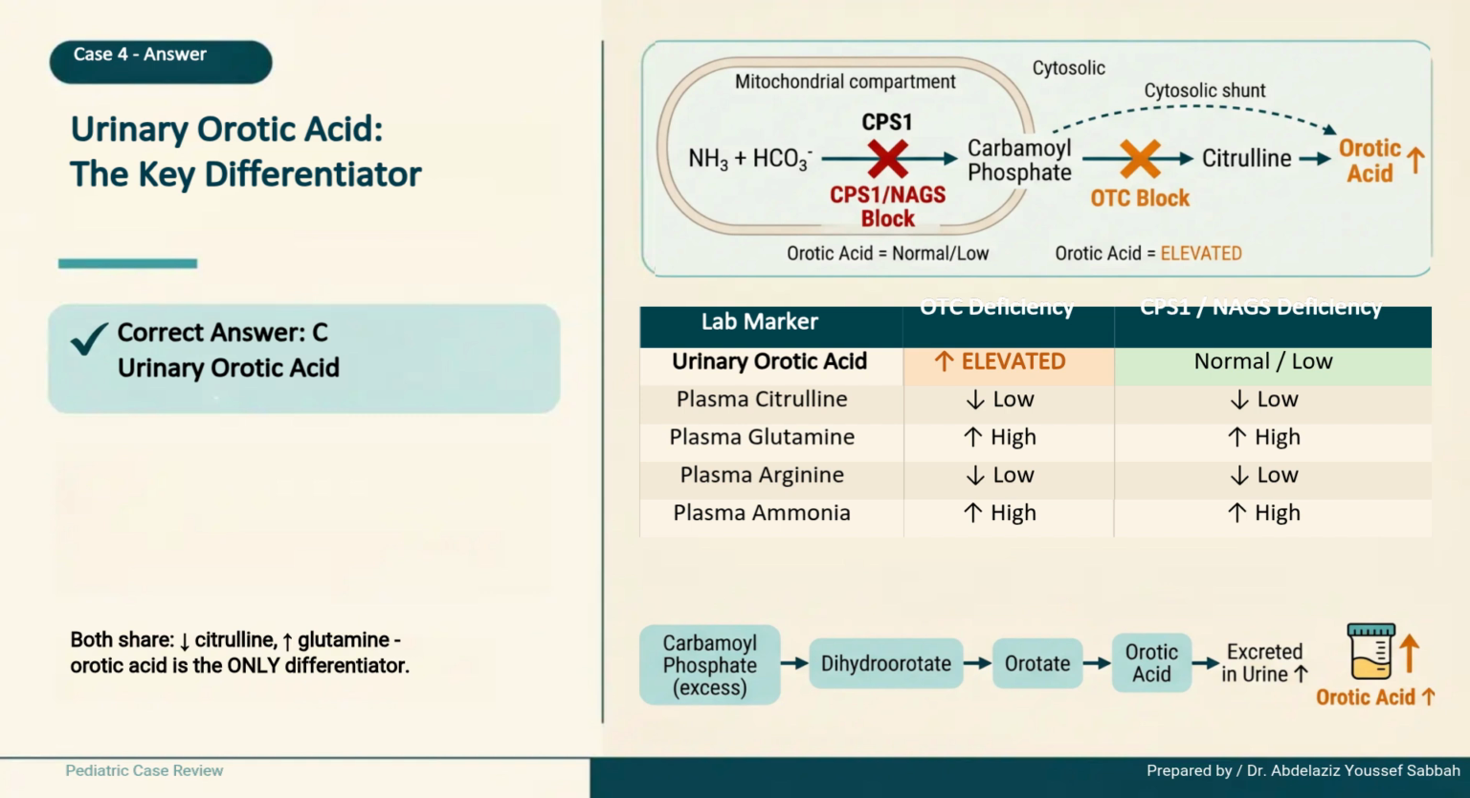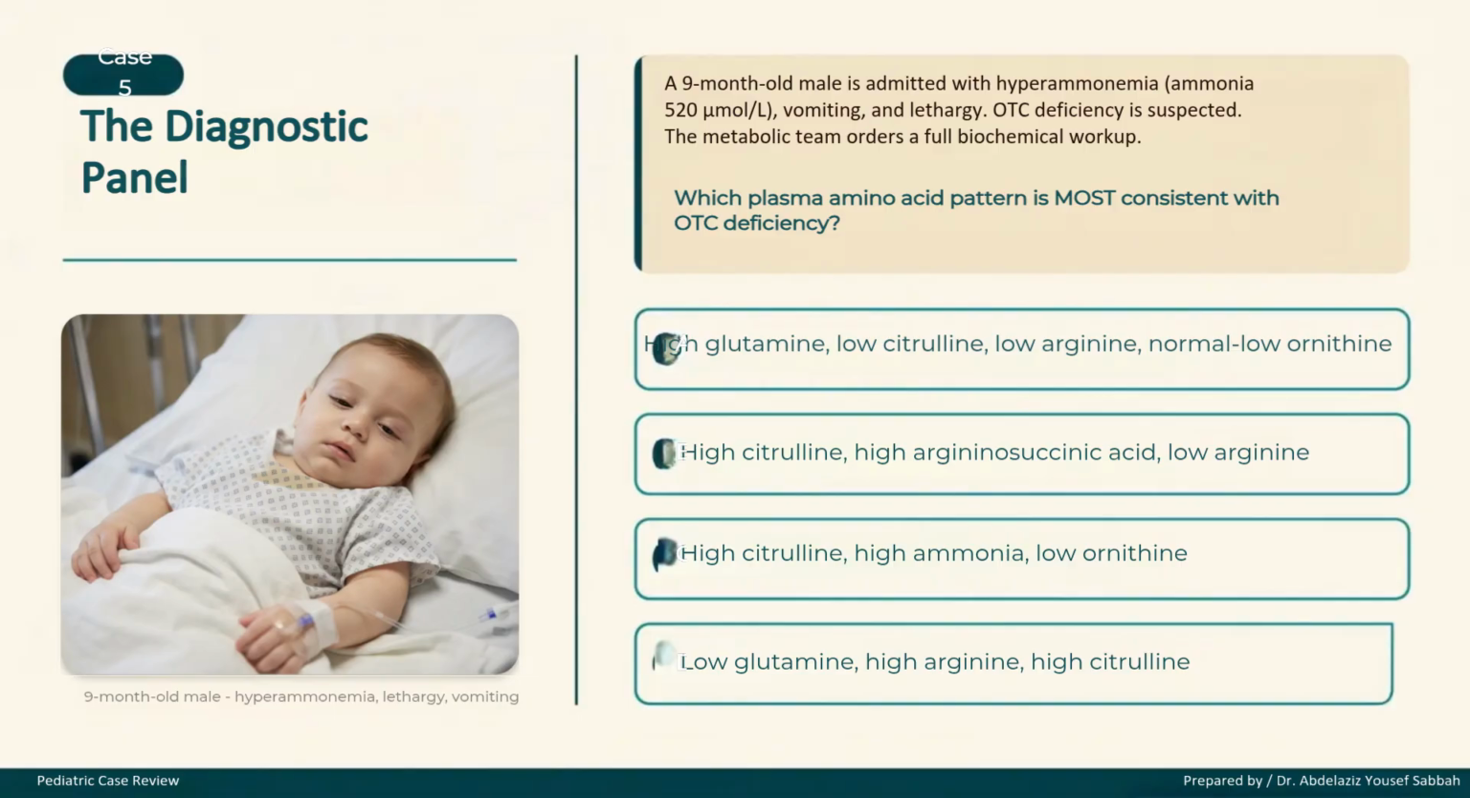Both share low citrulline and high glutamine. Orotic acid is the only differentiator. Commit that to memory. Case 5. A 9-month-old male admitted with hyperammonemia, ammonia 520, plus vomiting and lethargy.